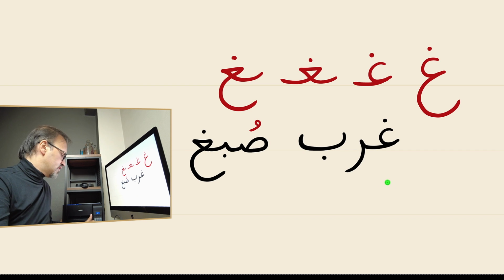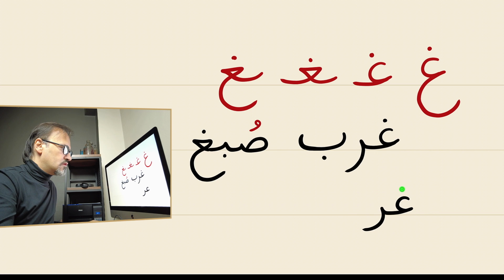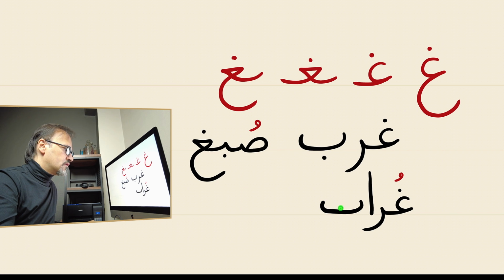Okay. And we can write crow. Crow in Arabic is غراب. Immediately you notice that there's a غراب. It's like a ru, r, ab. Okay, so that does it for the letter R.